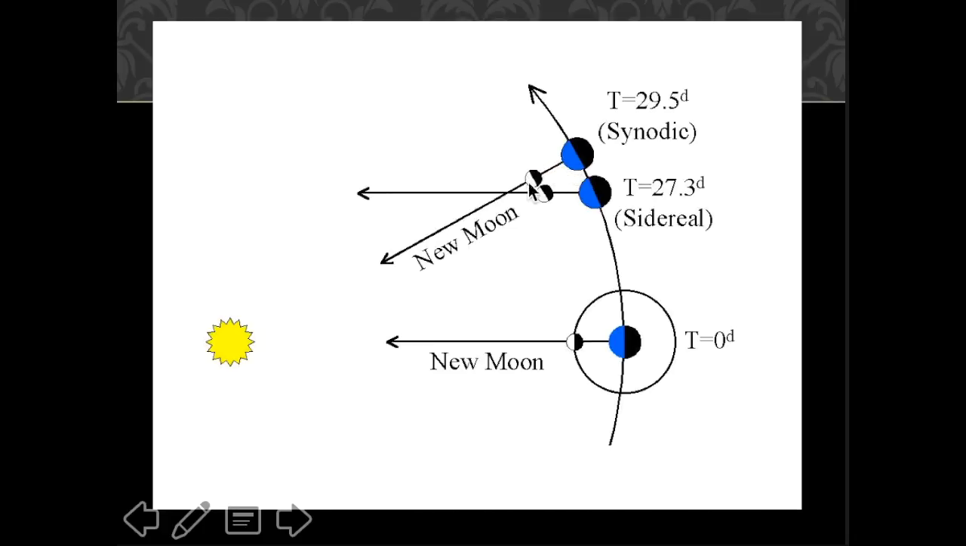So it's not until the moon is all the way back to this point that from the Earth you would see a new moon phase. So that extra 2.2 days is the difference between one revolution and one cycle of phases.